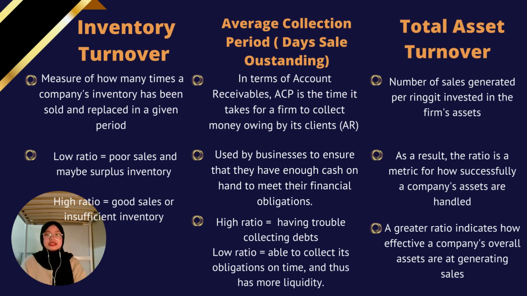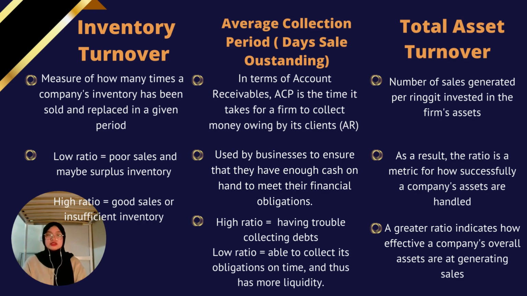However, this could indicate that the company's credit terms are excessively severe, leading to clients looking for suppliers or service providers who provide more flexible payment terms. The ratio in Malaysia is calculated over a 360-day period. The formula used for average collection period is accounts receivable balance divided by revenue for 12 months, multiplied by 360.